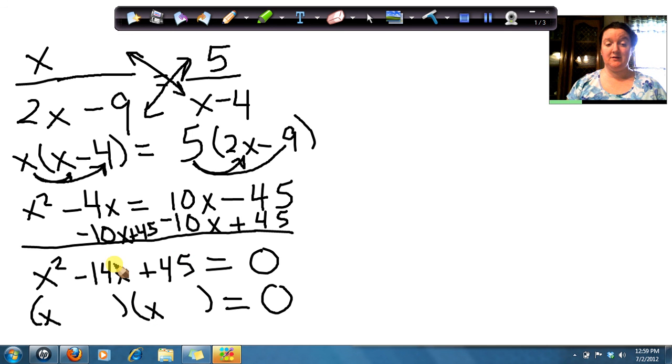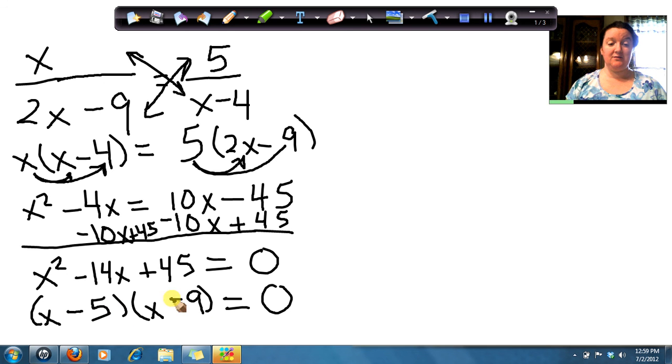If I think about the factors of 45, I could do 9 and 5. 9 and 5 would give me 14, so since I want a positive 45 but a negative 14, I'll make it a negative 5 and a negative 9. Because if I FOILed this out, I'd get a positive 45. My inside and my outside term would give me the negative 14.